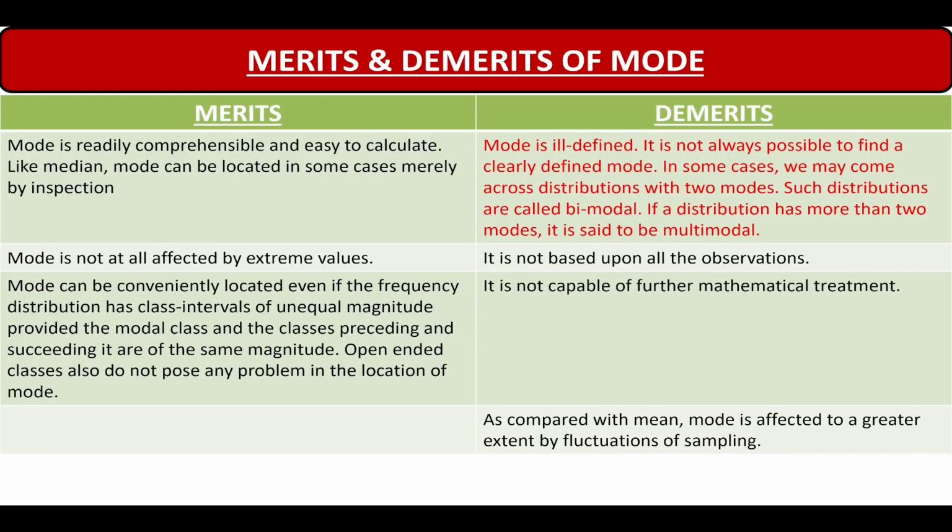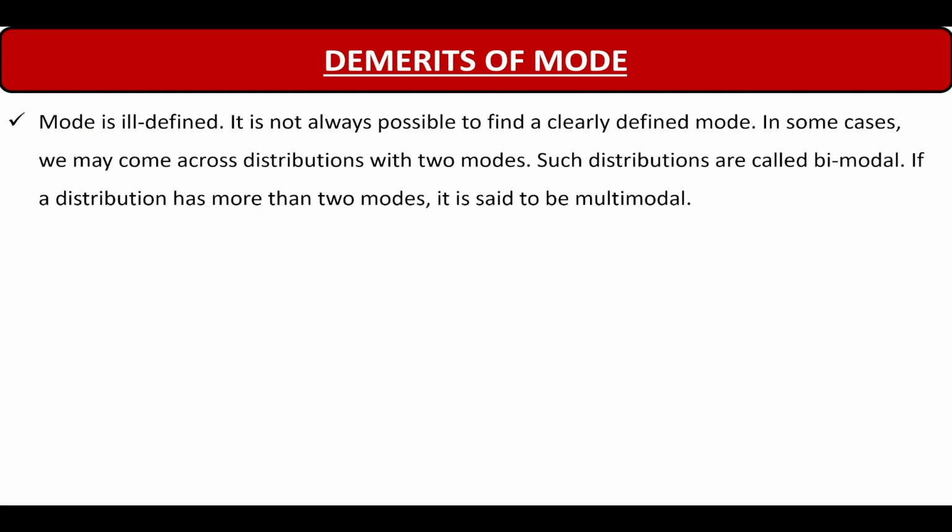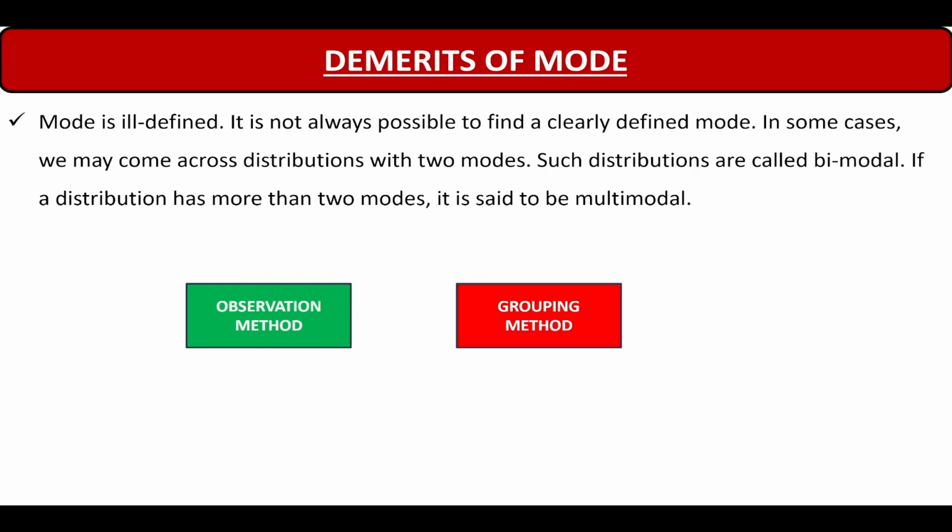Now coming to the demerits of mode, mode is ill-defined. What does this mean? This means that suppose someone has directly given you the value that mode is so and so, but now if you think over it, you won't know whether that mode has been obtained by the observation method or you have got it by using a grouping method. That's why it is said that mode is ill-defined.